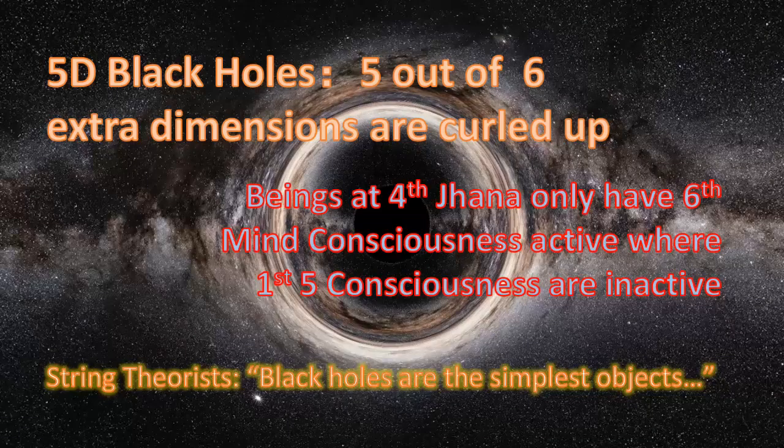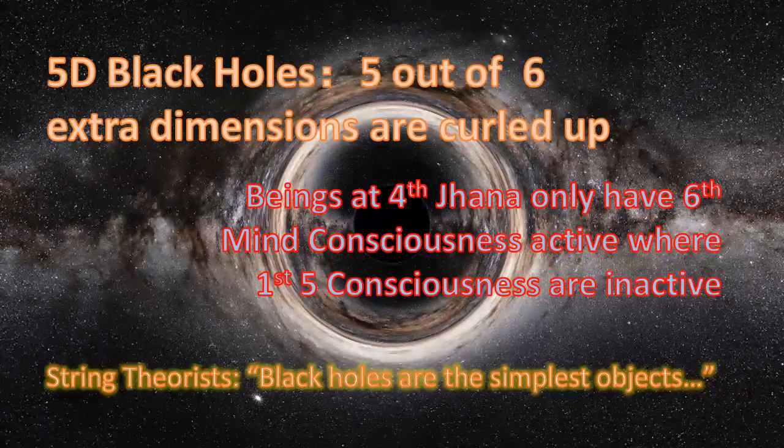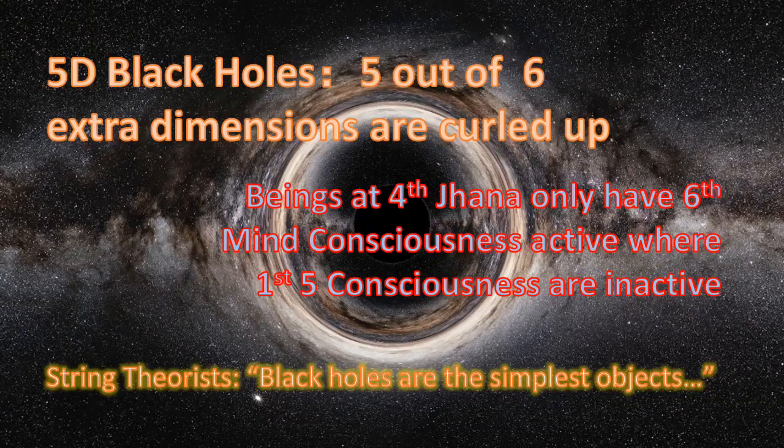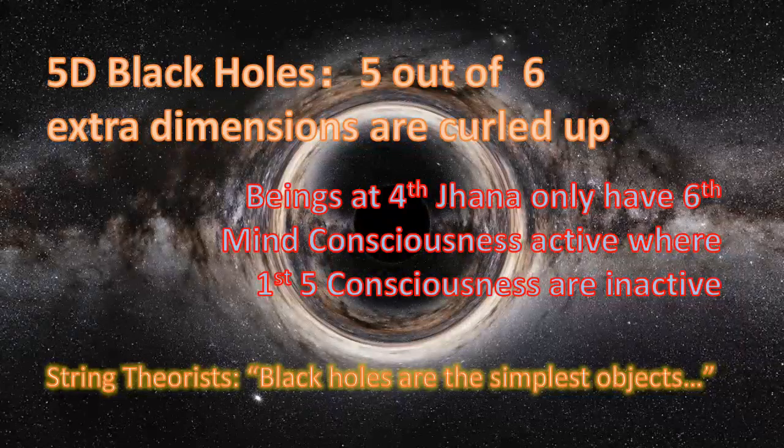In string theory, black holes are said to be 5D objects. That is because in 10-dimensional superstring, 5 dimensions are curled up. These 5 curled up dimensions are 5 out of the 6 extra dimensions. These 6 extra dimensions have been shown to be the first 6 consciousnesses in Yogacara Buddhism. In Yogacara Buddhism, 4th jhana beings are said to have only the 6th mind consciousness active, with the first 5 consciousnesses inactive. These first 5 consciousnesses are obviously the 5 curled up dimensions.